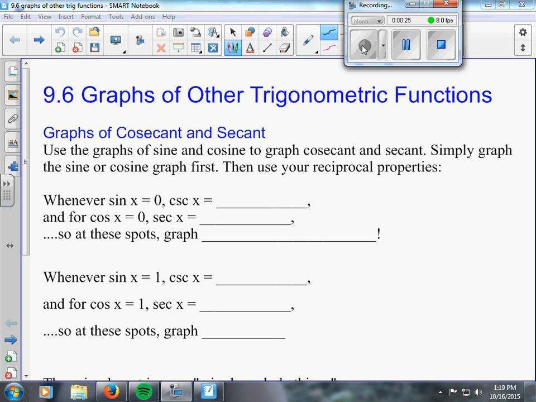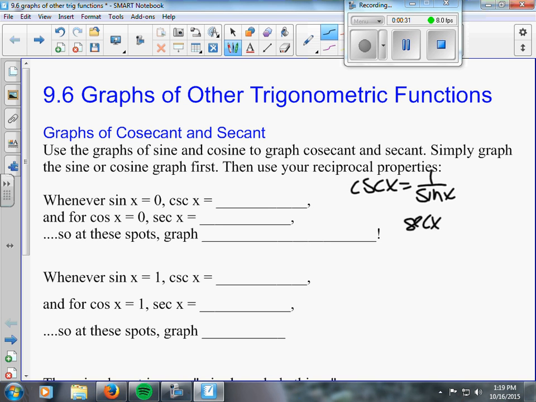So remember, cosecant of x is the reciprocal of sine of x, and secant of x is the reciprocal of cosine of x. What happens when we graph these is we get some important features that we are going to take advantage of. One of them is the fact that sometimes our denominator will equal 0. So for the case of cosecant, whenever sine of x equals 0, this means by definition that cosecant of x is the reciprocal of 0, or 1 divided by 0. This is an undefined number. We may not divide by 0. That does not exist. Same thing for secant whenever cosine equals 0.